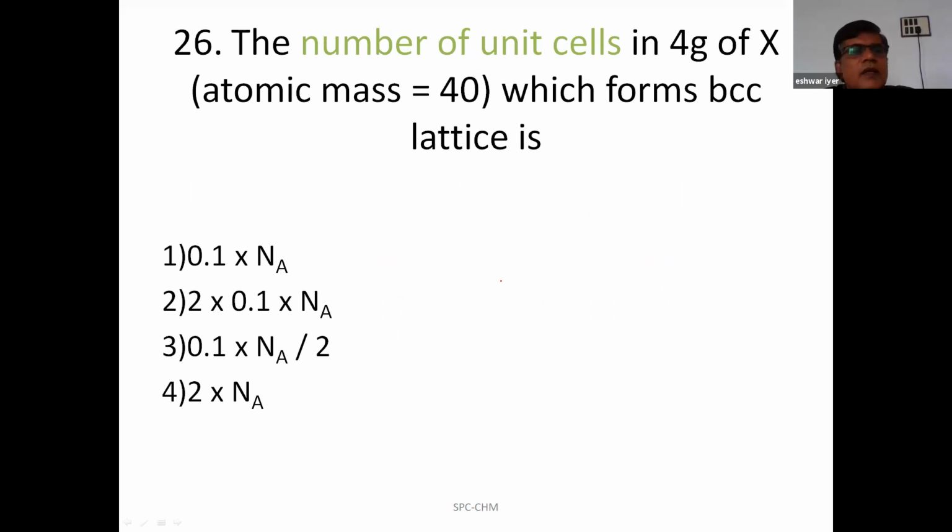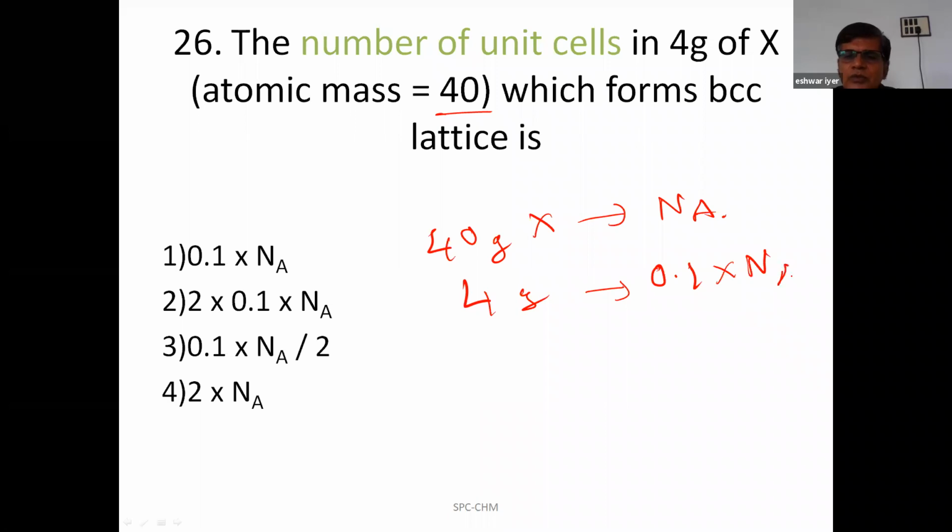Next question. The number of unit cells in 4 grams of X, atomic mass 40, which forms a BCC lattice, is. So here is the idea of the number of unit cells to be calculated in 4 grams of X. The molar mass is 40. 40 grams of that X would contain Avogadro number of atoms. Then 4 grams would contain 1/10 of that, that is 0.1 Avogadro number of atoms.